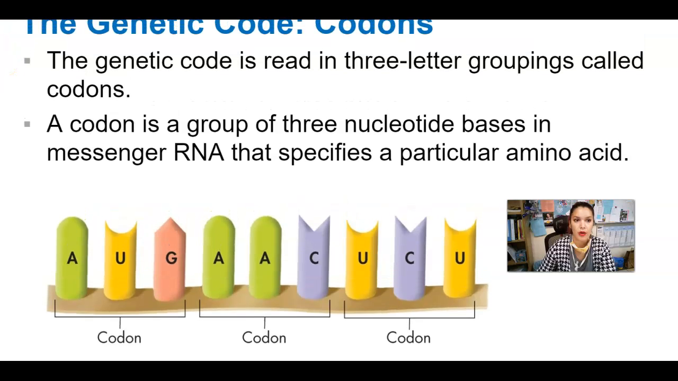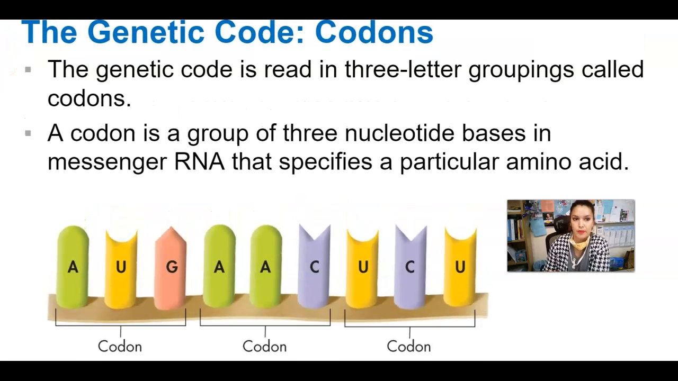All right, so the genetic code, lesson 2. The genetic code is read in 3-letter groupings called codons. Codon, codon, codon. See them? A codon is a group of 3 nucleotide bases in messenger RNA that specifies a particular amino acid. So this grouping of 3, these codons, make up one amino acid.